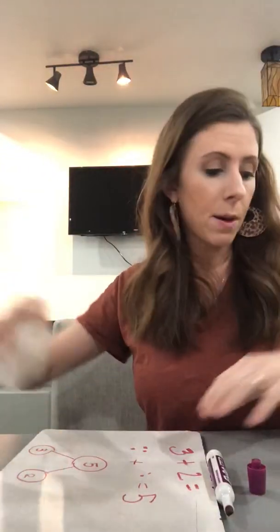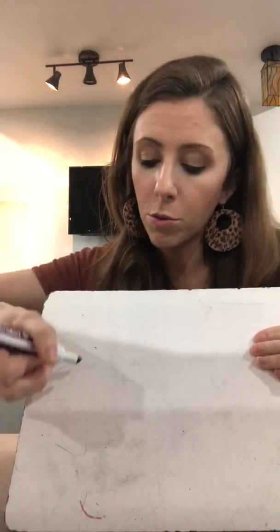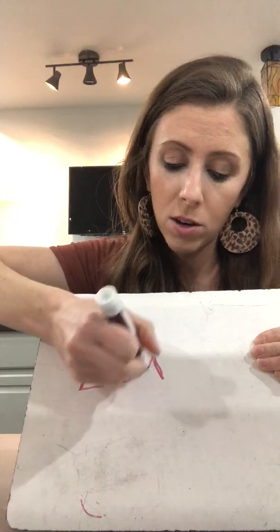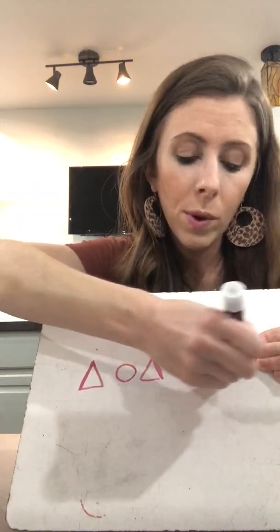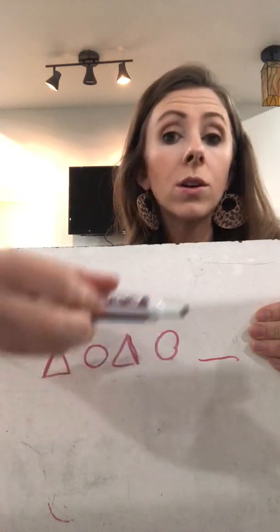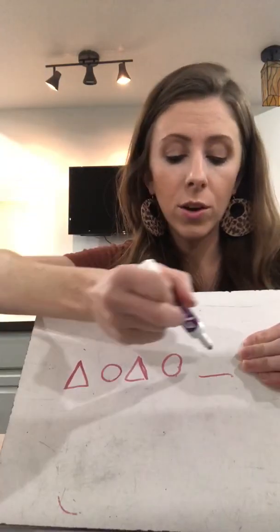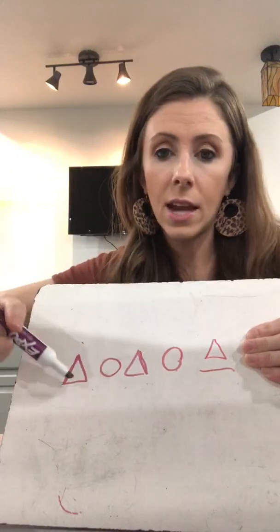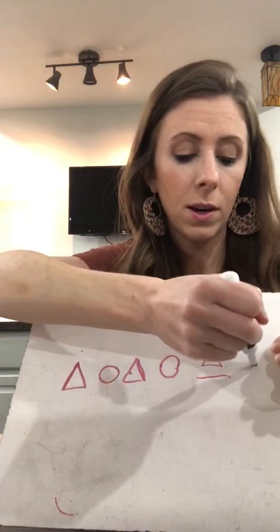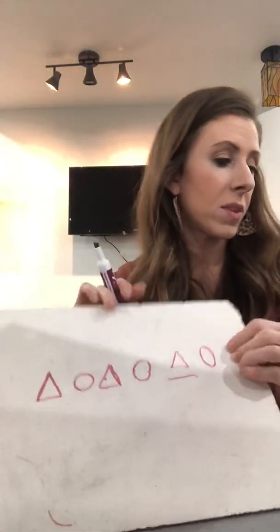So let's do some example patterns here on my board. Okay, so we can have a triangle, circle, triangle, circle. What would come next in our pattern? Triangle, circle, triangle, circle. If you said triangle, you are correct. This is an A, B, A, B, A. And then we could do another one and make it a B pattern, A, B pattern. That's a good one to do. Let's try another one that might be a little trickier.